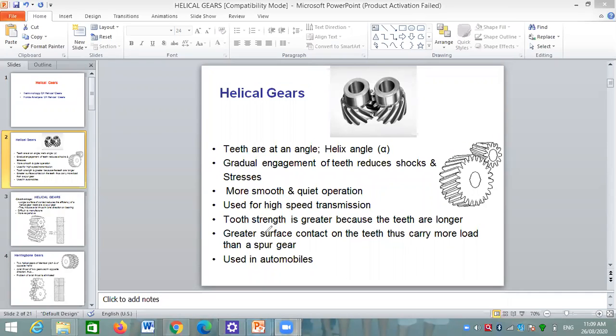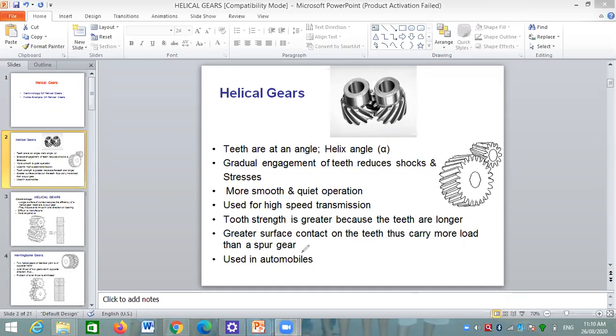Greater surface contact on the teeth thus carries more load than the spur gear. There is more contact between the teeth in a helical gear. That's why it carries more load than the spur gear.